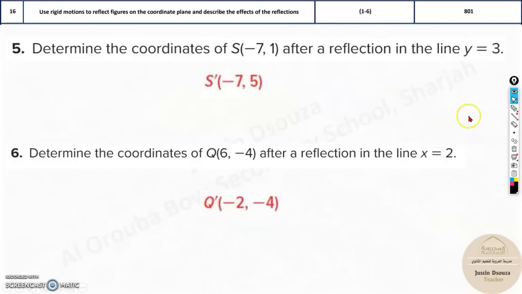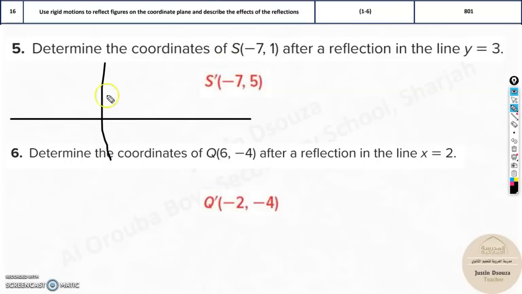Now here they have given a coordinate. We had seen the first problem, right? You have to plot this. Now imagine this is the xy axis, -7, 1 somewhere over here, and you're reflecting along the line y equals 3. That means over here, 2 units difference, isn't it? This is 1, this is 3, so there is 2 units difference.